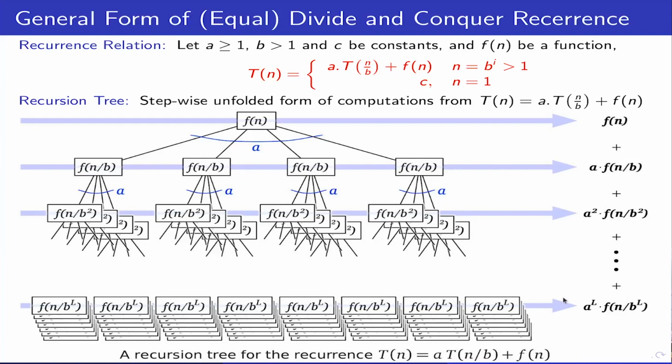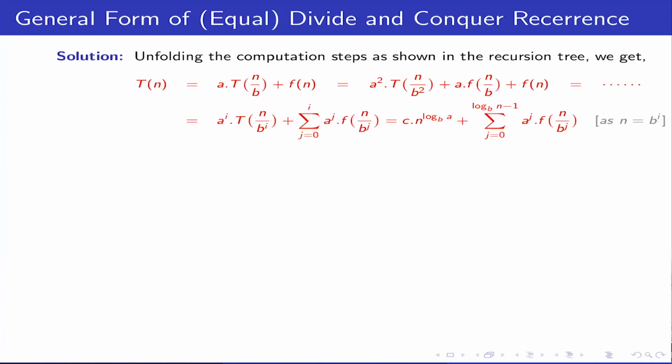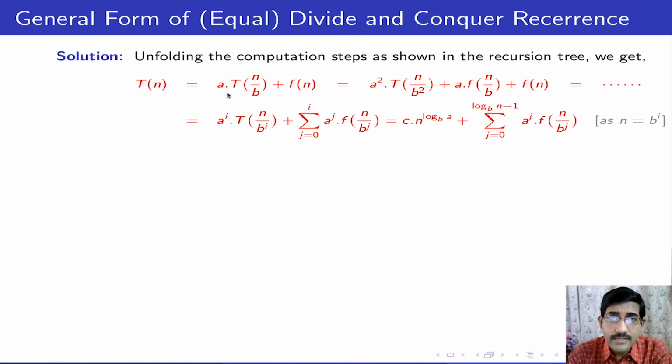So as you have understood through this tree, which we call a recursion tree, we recurse or compute sub-problems and finally collect back the answers to get the final answer. Our unfolding process results in this, because T(n/b) produces a squared T(n/b squared) plus a f(n/b). And this is your f(n).